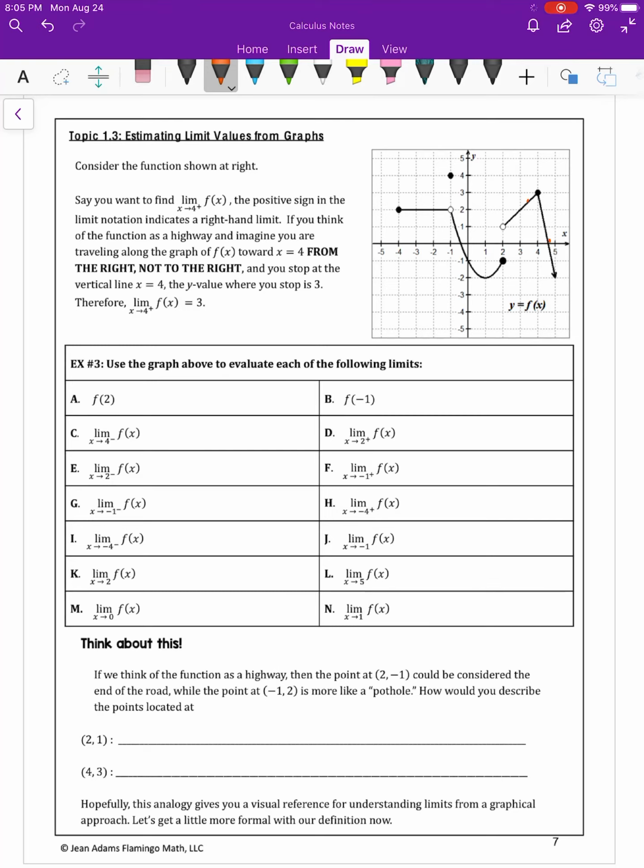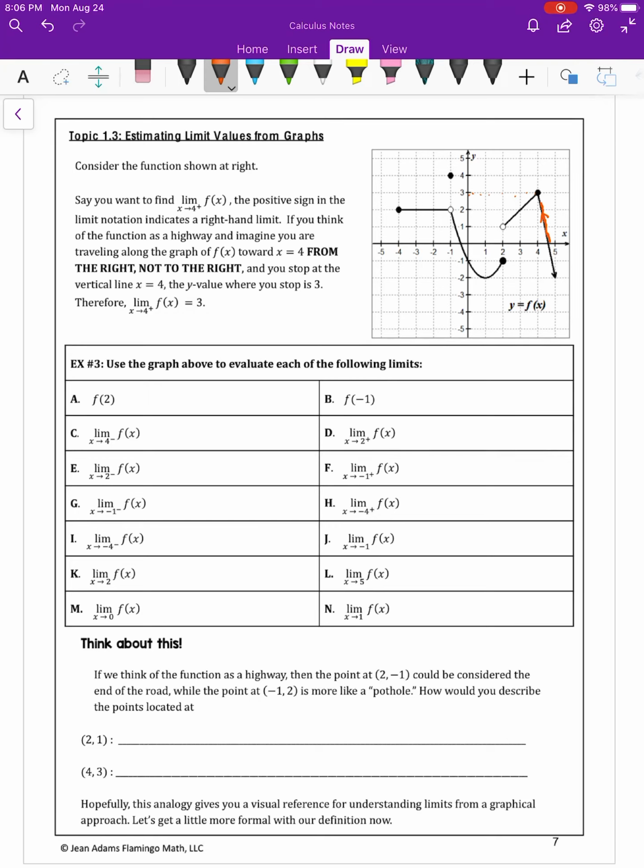Oh wait, sorry, here's 4. You're in a car on this highway and you're traveling towards that value from the right. That's what you want to be thinking of. What y value is your function approaching? And you can see that your function is approaching 3. So you stop at the vertical line, x equals 4.